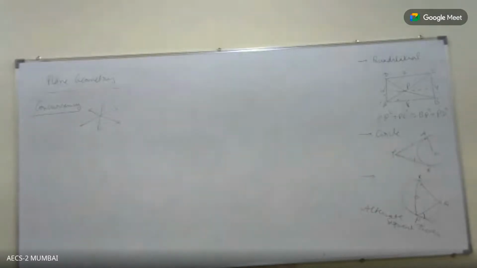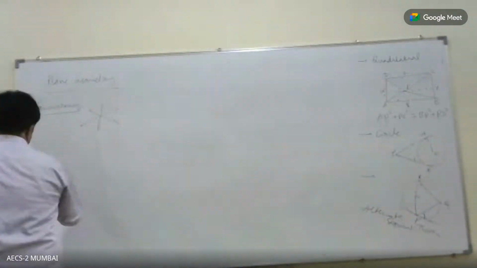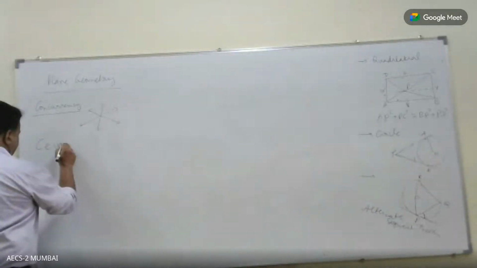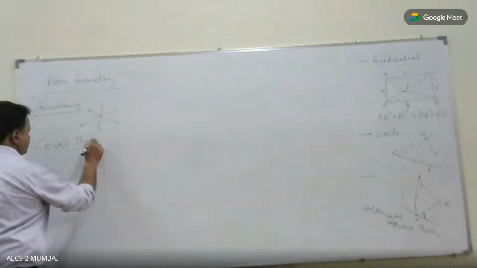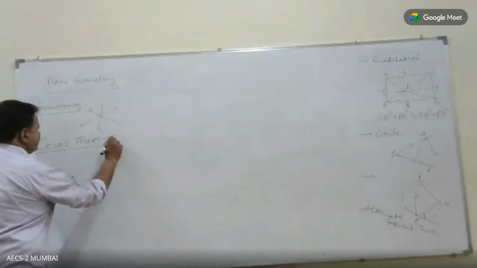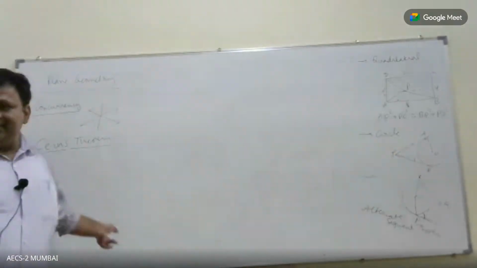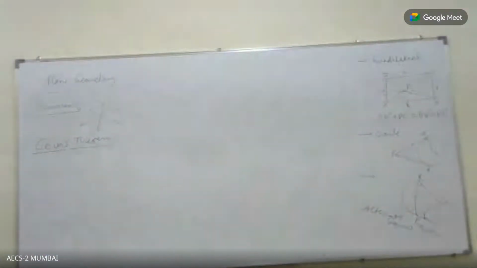So how to prove lines are concurrent? To prove this, there is a theorem that comes very handy to prove the concurrence. That is called Ceva's theorem. Ceva's theorem. One boy was mentioning this already. Nice, you know it. Okay. So before we learn what is Ceva's theorem, let us see what is a Cevian.